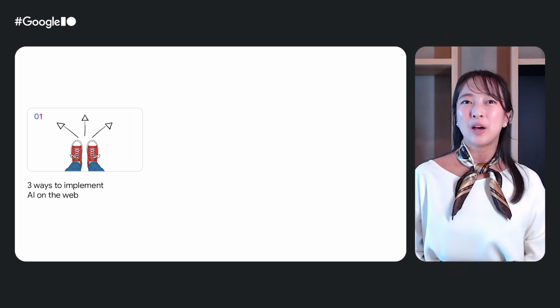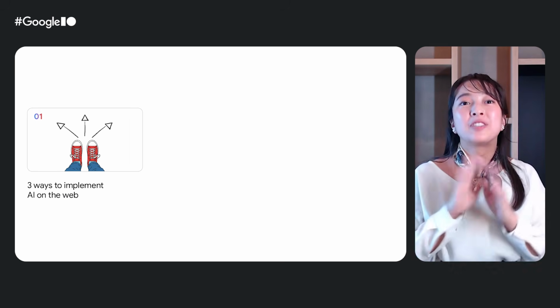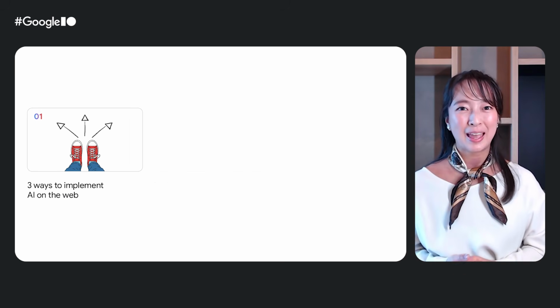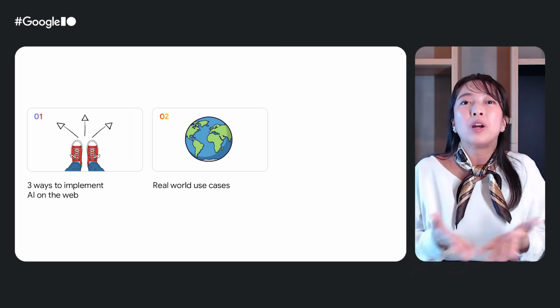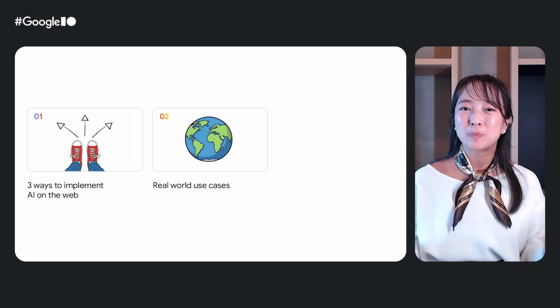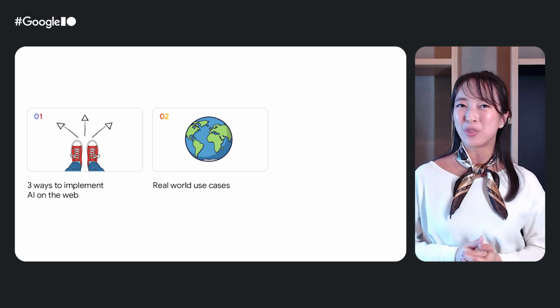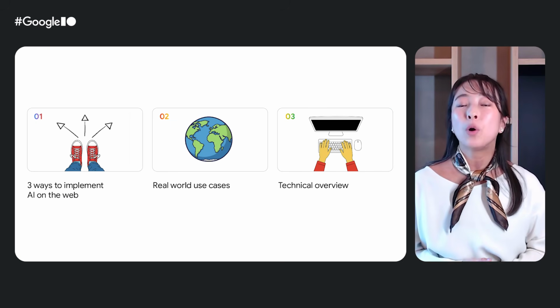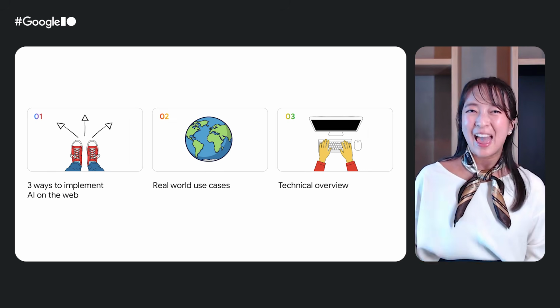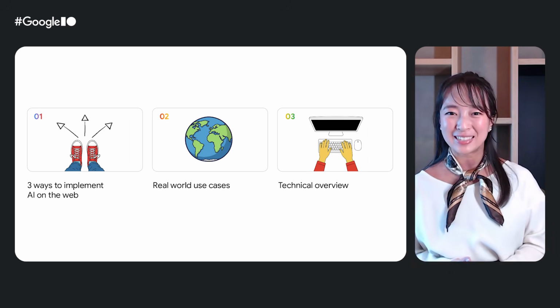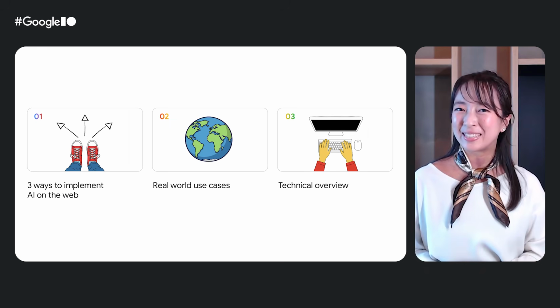In this talk, we will first walk you through the potential ways to implement AI features on your websites. And we will showcase real world use cases to inspire what powerful AI features you can build on the web. We will also pull back the curtain and give you an overview of the technical architectures and APIs that enable these amazing real world use cases. Sounds fun? Are you ready?